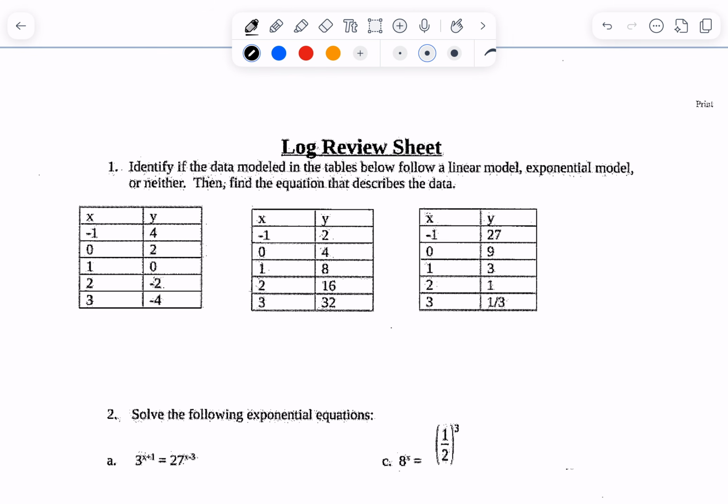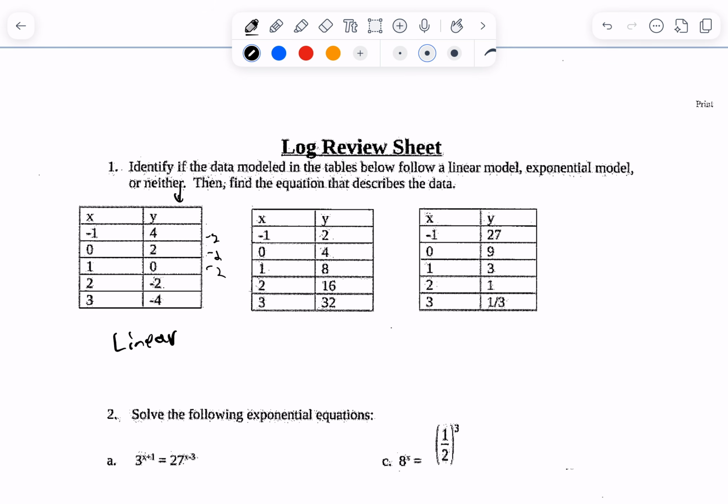All right. So a linear model, exponential model, or neither. A linear model is when you look at this y column and see how each thing goes down by two: minus two, minus two, minus two. Four minus two is two, two minus two is zero, and so on. That explains a linear model. Also, if it was addition, four plus two is six, then eight, 10, and so on.